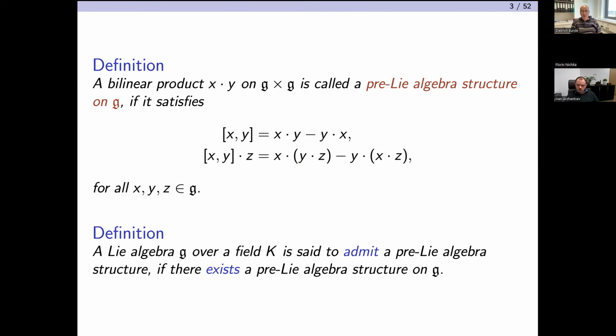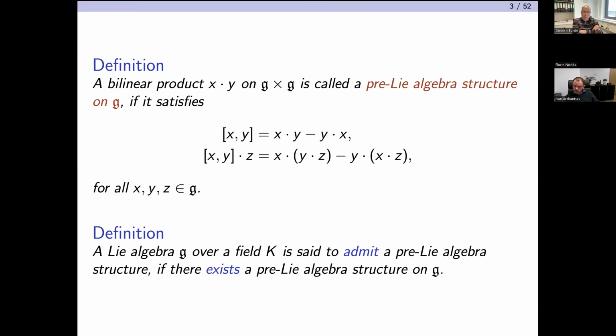You can, of course, take the Lie algebra GLN itself, and then take this left symmetric product to be just the matrix product. Since it's associative, it will certainly satisfy this left symmetric identity. So that's a very natural example.